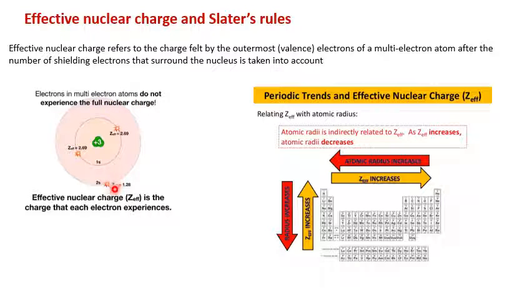So this is the outer electron. This is the 1s orbital. This is the 2s orbital. This is the nuclear charge, which is plus 3. This is a representative example, where plus 3 is the nuclear charge.